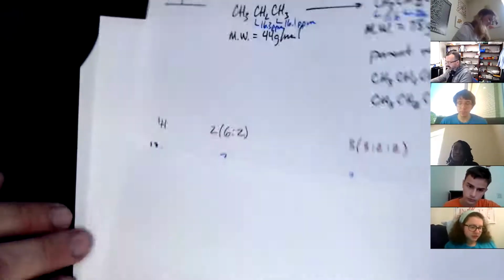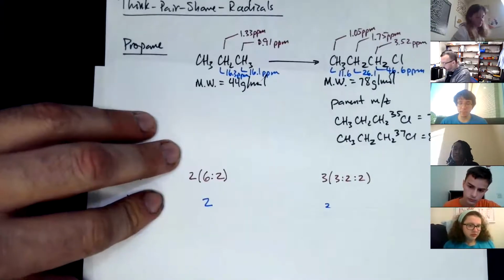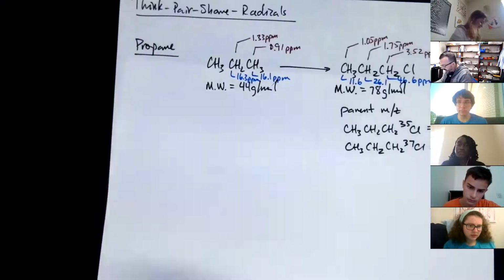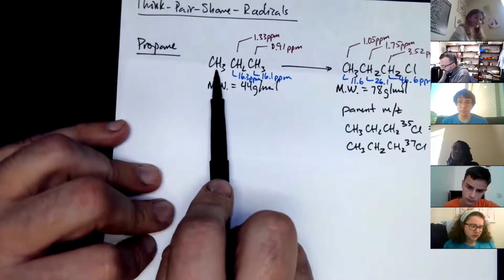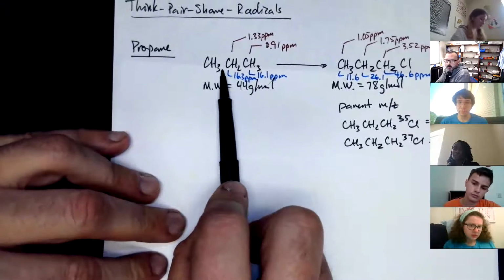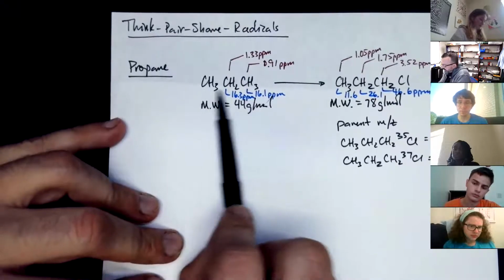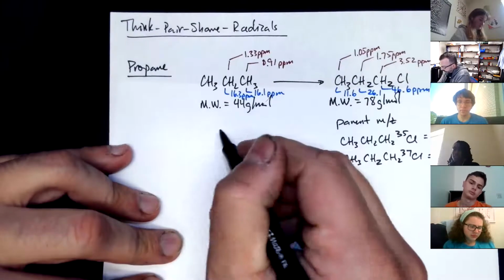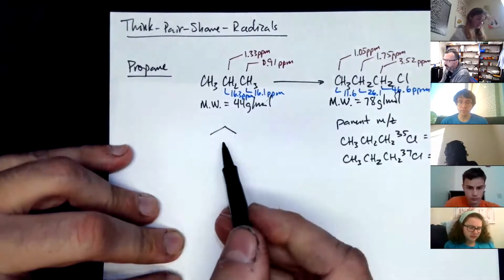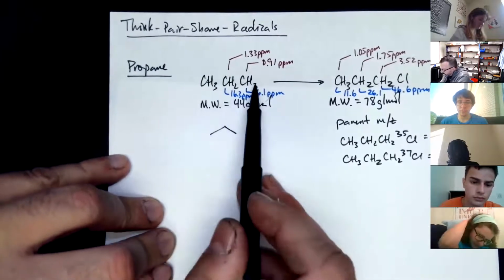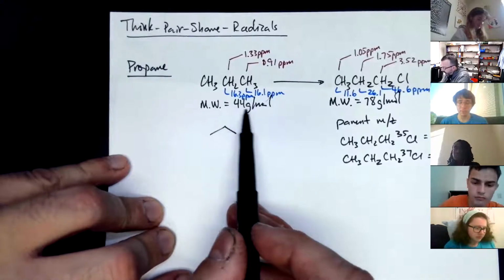So let's go ahead and review that now as well. So what are we considering? Again, for these, in some sense, it's easier to draw things out like this rather than the bond line, because this allows you to really just explicitly count those hydrogens. So here's propane. It's 44 grams per mole.